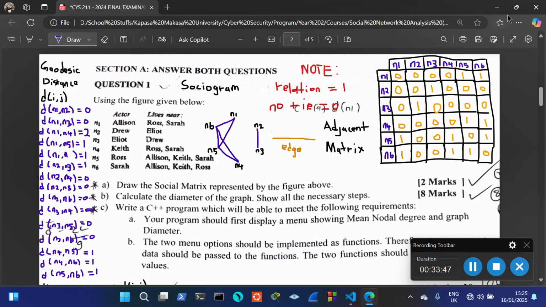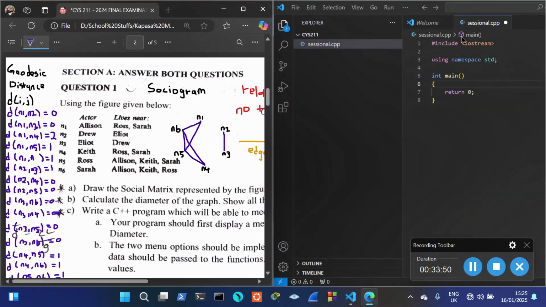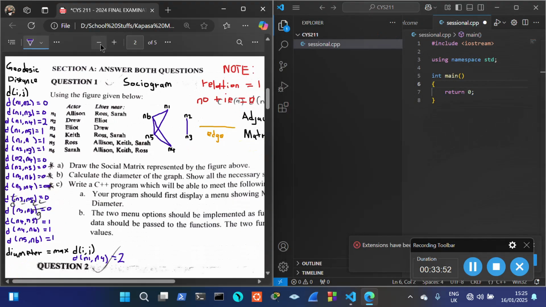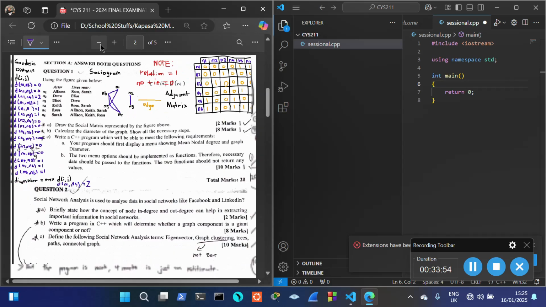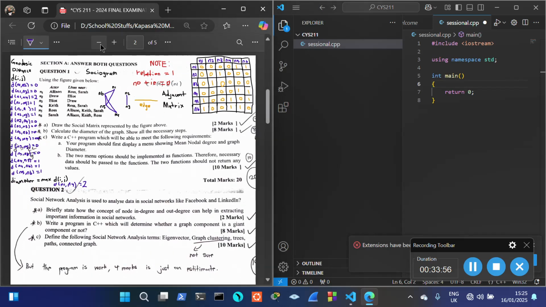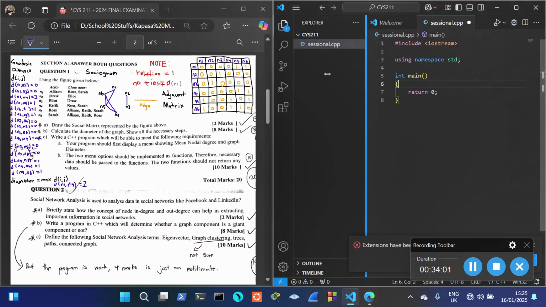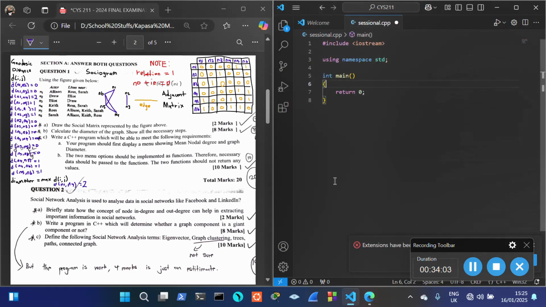Let's separate our screens so that we understand what's happening. Okay, so now here it's saying write a C++ program which will be able to meet the following requirements. Your program should first display a menu showing min node degree and graph diameter.